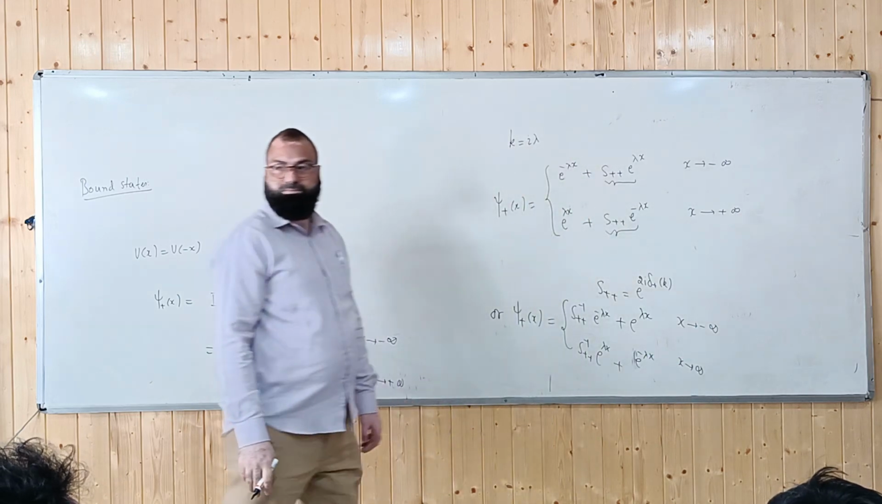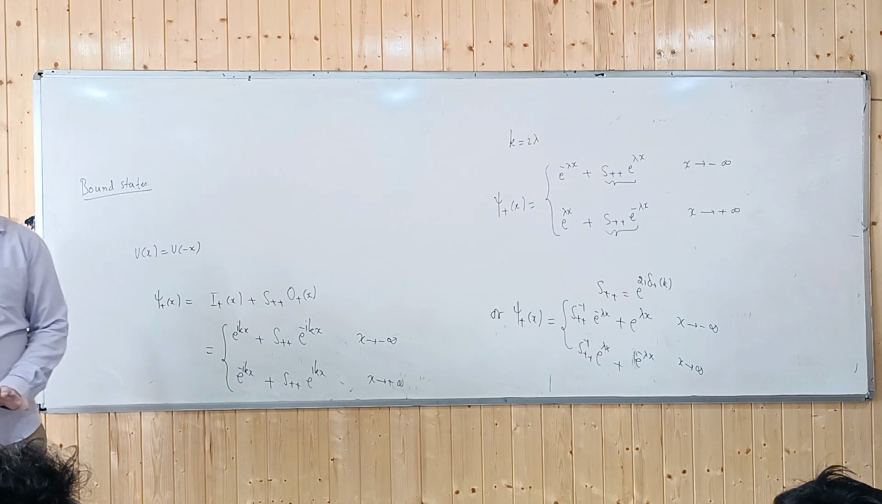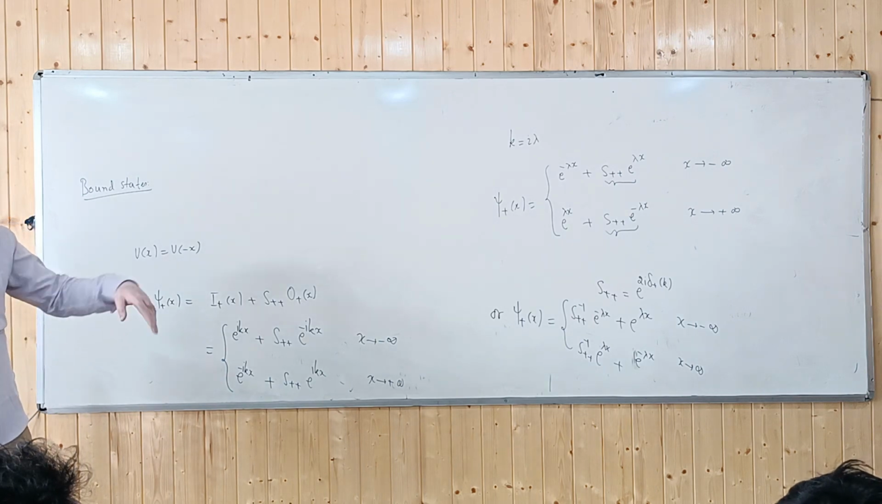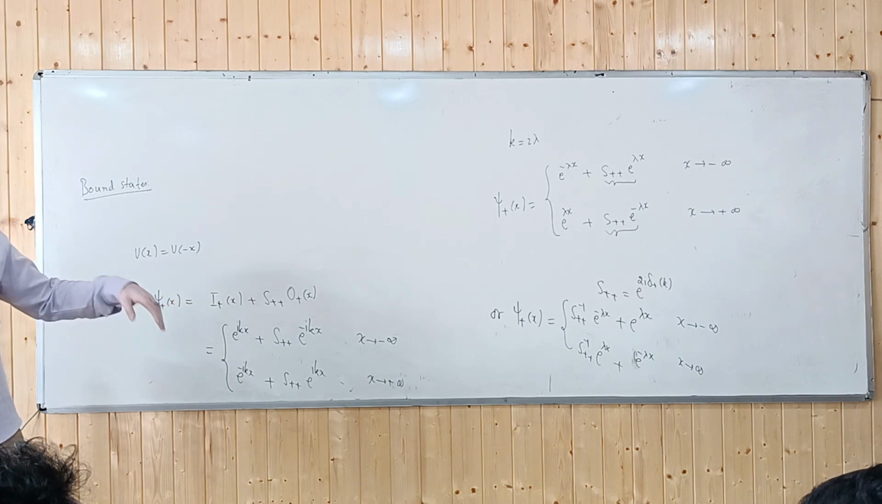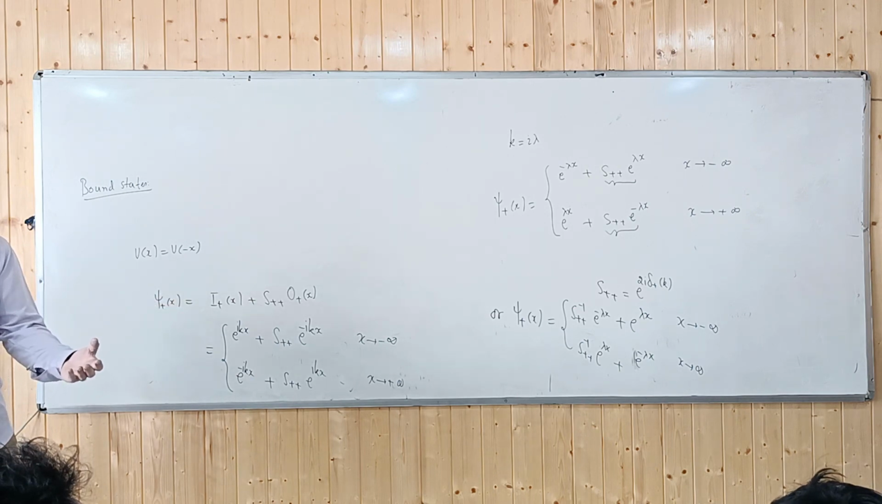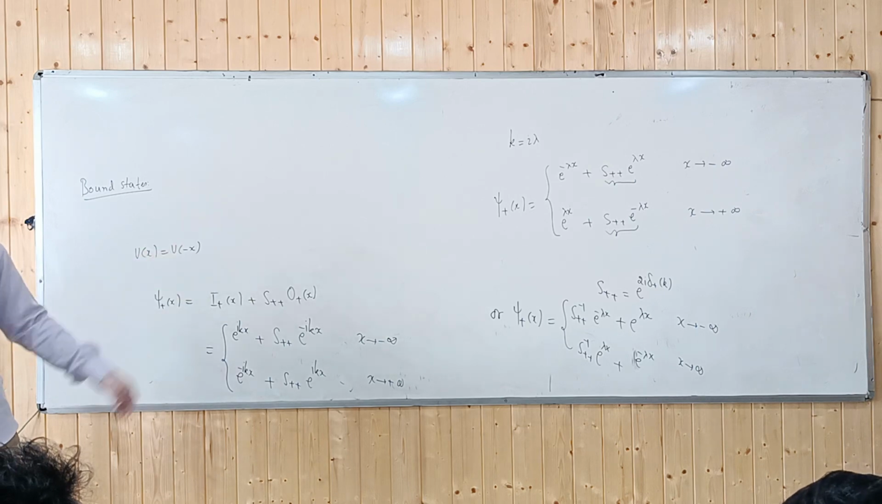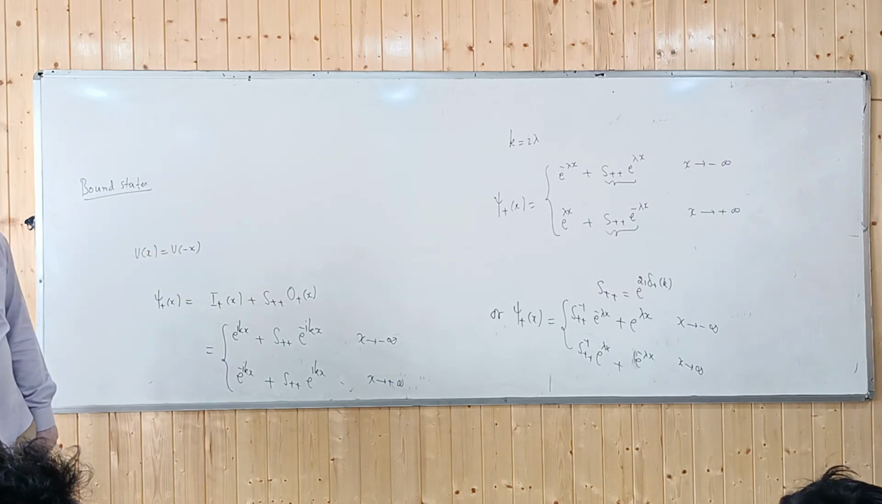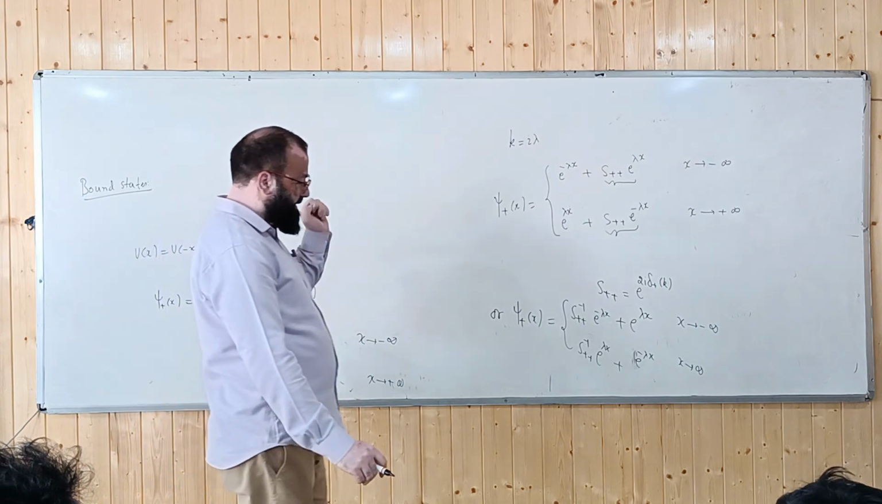Clear? Got it? Any problem? What I have done is simply divide by S plus plus, and it's a number. Right? Dividing a non-normalizable wave by a number does not change anything. It keeps it the same because it's completely non-normalizable. Okay, so there is now a trick.